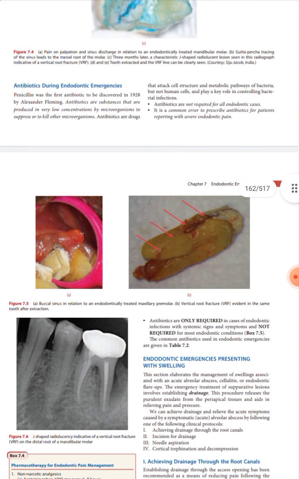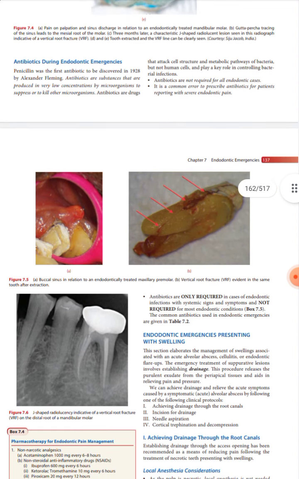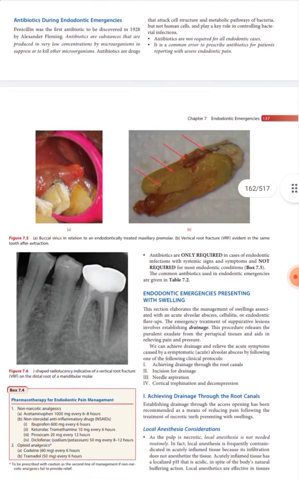drugs that attack cell structure and metabolic pathways of bacteria but not human cells and play a key role in controlling bacterial infection. Antibiotics are not required for all endodontic cases. It is a common error to prescribe antibiotics for patients reporting with severe endodontic pain.